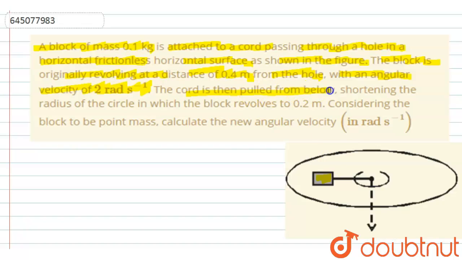The cord is then pulled from below, shortening the radius of the circle in which the block was revolving to 0.2 meters. Considering the block to be a point mass, calculate the new angular velocity in radians per second. Initially, this block was revolving with an omega of 2 radian per second, and we have to calculate the new angular velocity when the cord is pulled from below. There is a cord, and this cord has been pulled from below, and the radius of the circle becomes 0.2 meter. At this point, we have to find the new angular velocity of this block.